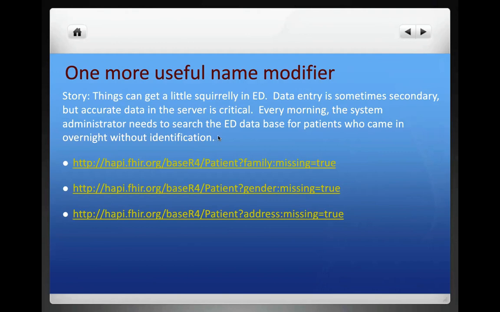All right, what ones are we going to search on? We're going to search for patients where family missing is true. So here are all the patients who don't have a family name. We might want a separate one for given name, missing equals true. Here we have one for gender, missing equals true. Here we have one for address, missing equals true. I can guarantee you there's one for insurance information, missing equals true. But you can see how you can identify the records that need to go back and get cleaned up.